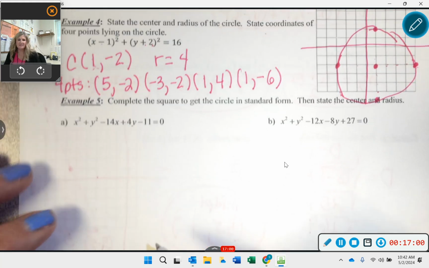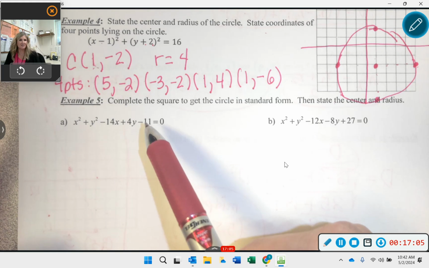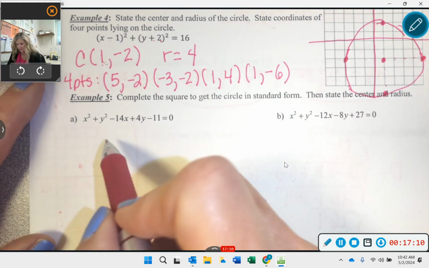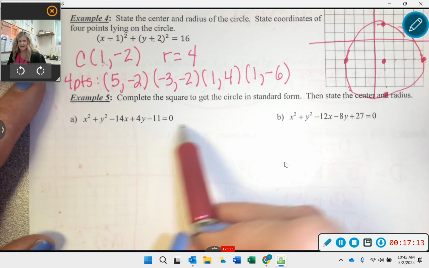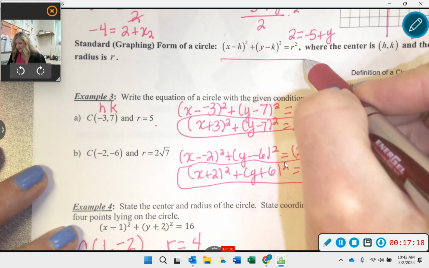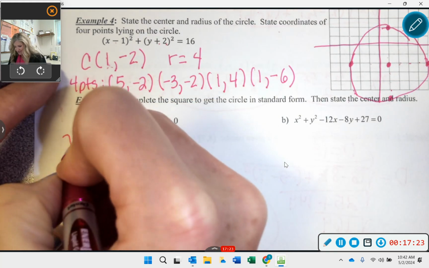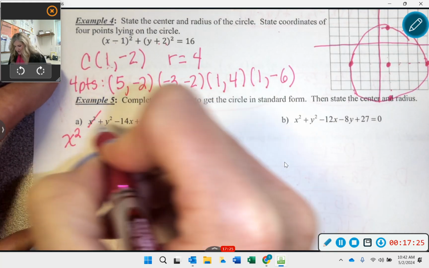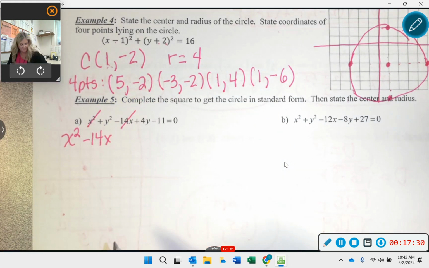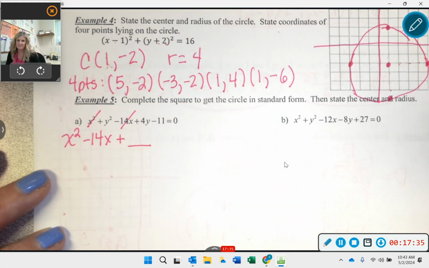Okay, completing the square. All right, guys. I don't know if you did completing the square with circles last year. If not, you're really going to want to focus in. This can be challenging for people. We are trying to take this equation and get it into this form right here. So here's what you have to do. First thing you do is you get the x terms together. I have an x squared and I have a minus 14x. I have to get those together. I'm going to leave some space and I'm going to put plus a blank.